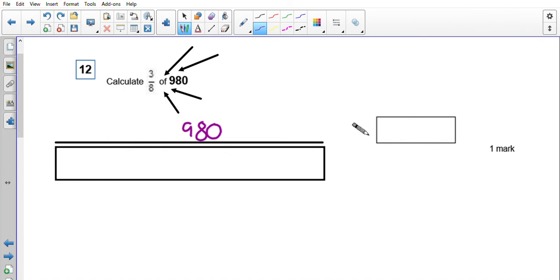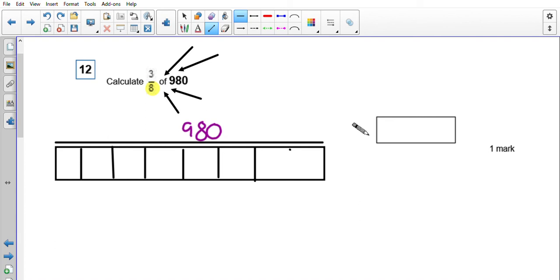Now, my fraction here that I'm splitting my bar into is 8. So I'm going to take my bar and split it in half. I'm going to split my halves in half to make quarters, and then I'm going to split my quarters in half to make eighths. Okay, so I've split my bar there into 8. I've done that because that's my denominator that's given in my fraction. So now, all I need to do is the calculation of 980 divided by 8, and that will tell me what goes inside each box.